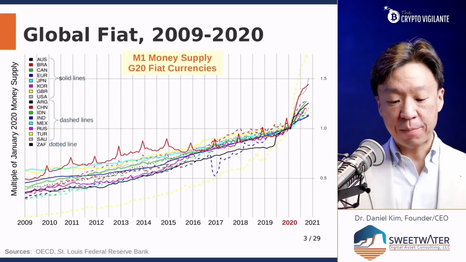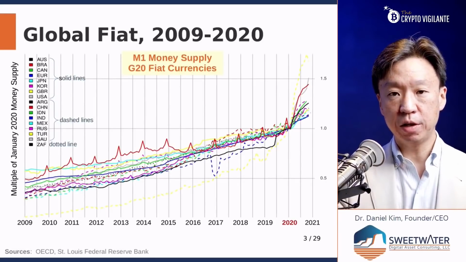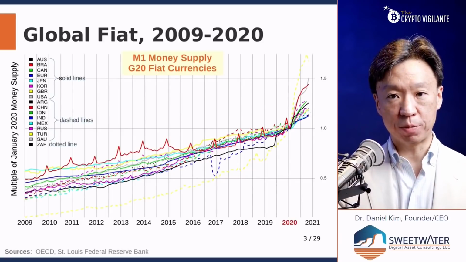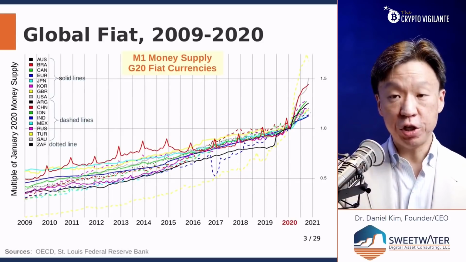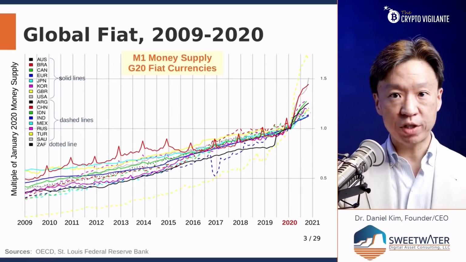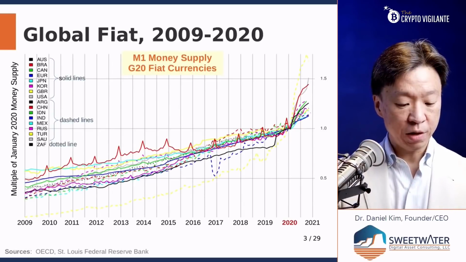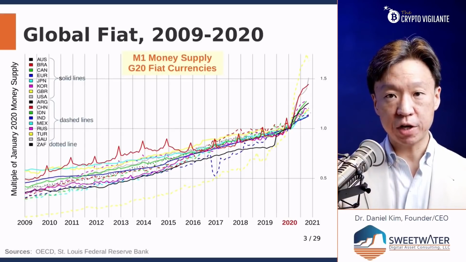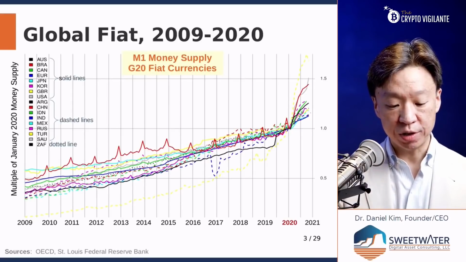But let's step back for a minute. Let's talk about fiat currency and scarcity in general, and why it is that we even care about cryptocurrency to start with. The G20 is the collection of 20 of the largest world economies. What I'm showing here is the amount of money supply that each of these countries has out in circulation.